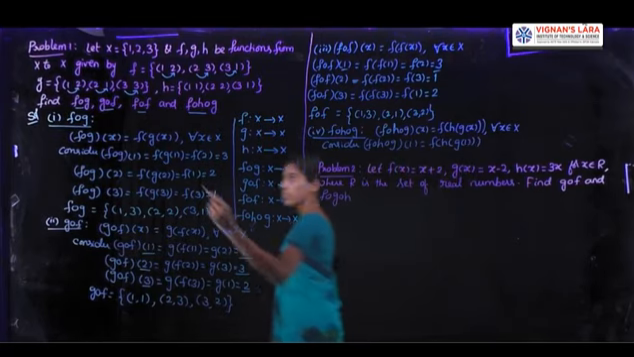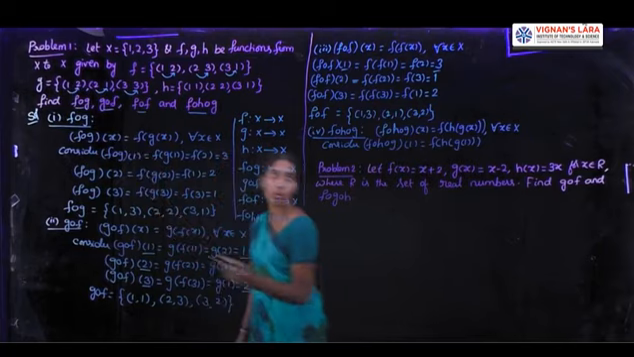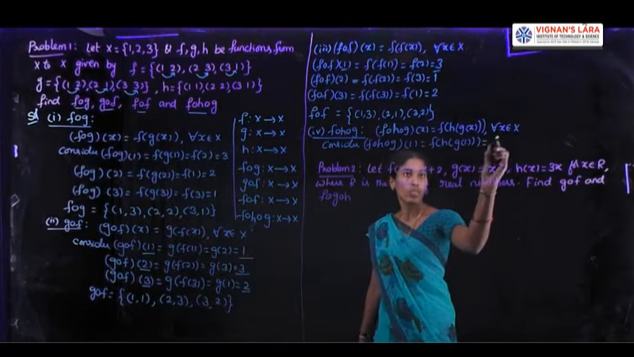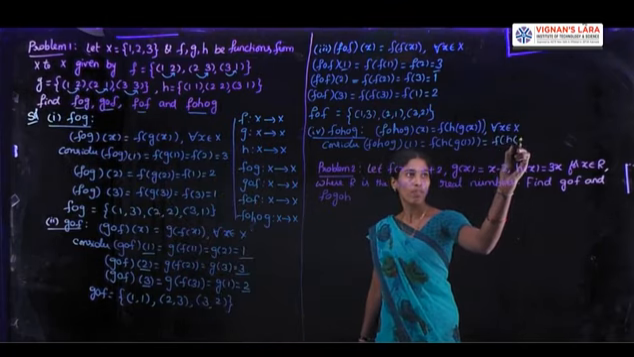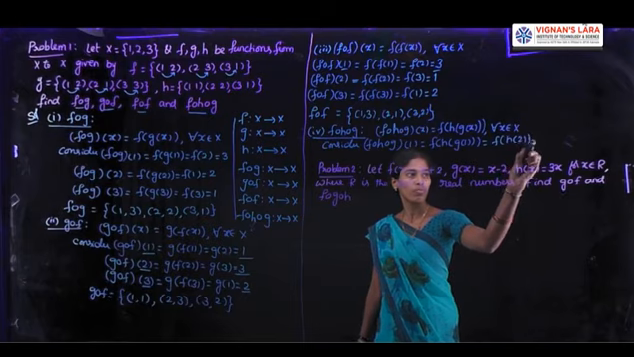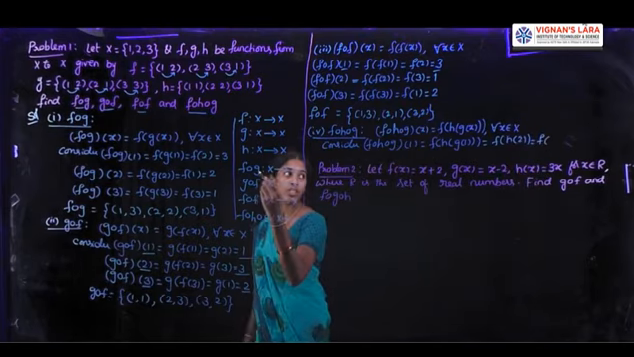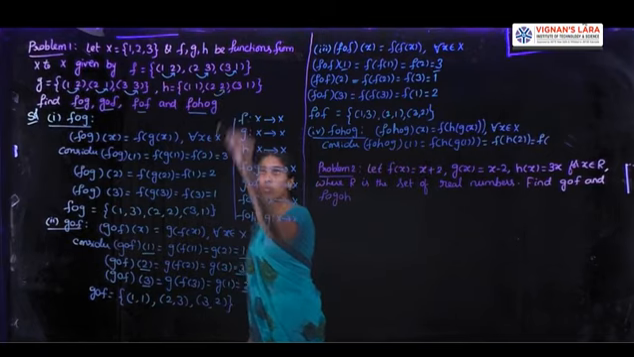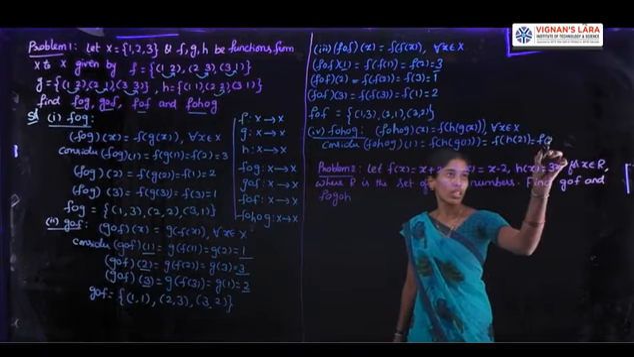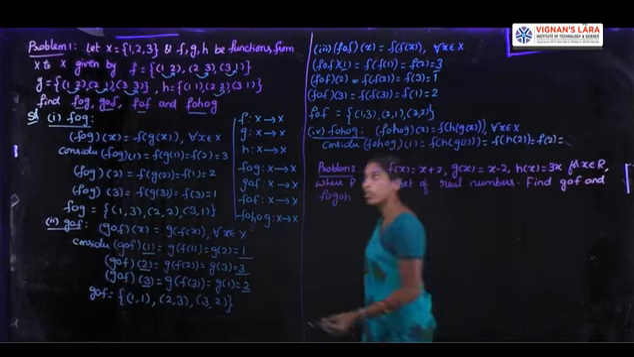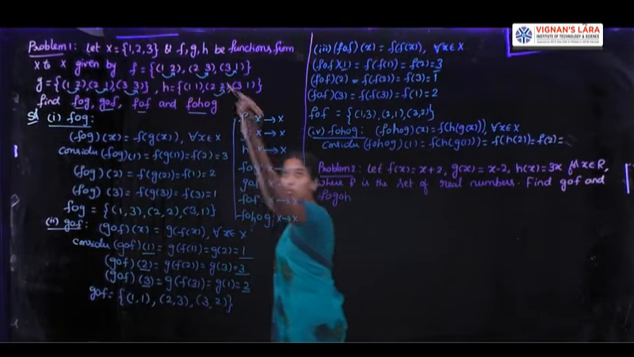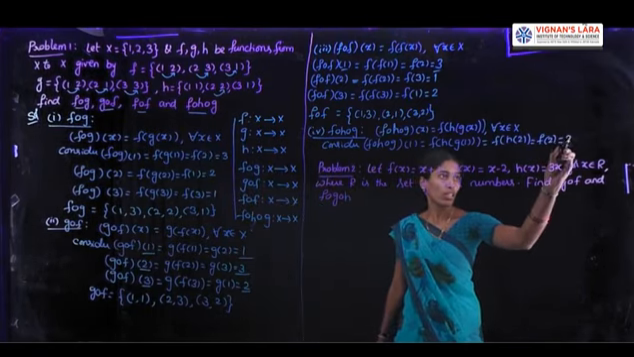In the mapping G, 1 is mapped to 2. So which is F of H of 2. F of, in the mapping of H, 2 is mapped to 2. It is F of 2. In the mapping of F, 2 is mapped to 3, right?